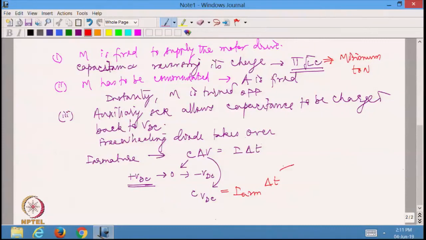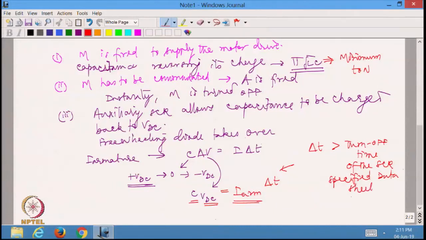So, how long it takes to reverse is governed by the capacitance, the DC voltage and the load current. This delta T has to be greater than the turn off time, which is the recombination time for the charge carriers to recombine. So, it has to be greater than the turn off time of the SCR, which is normally specified in the data sheet.